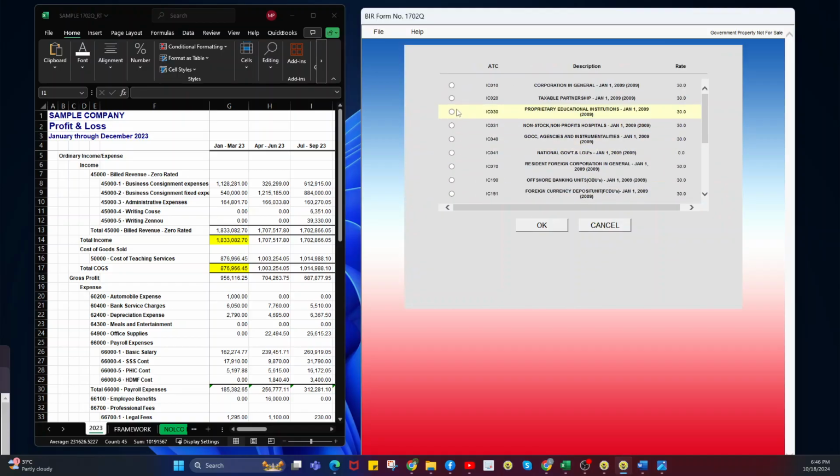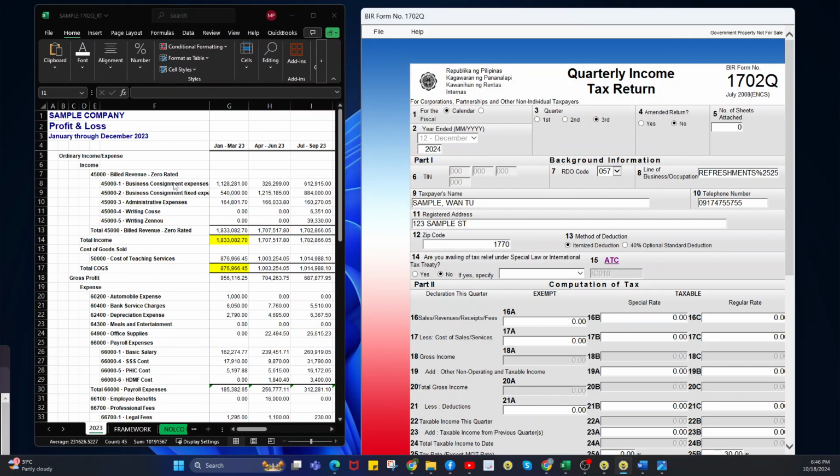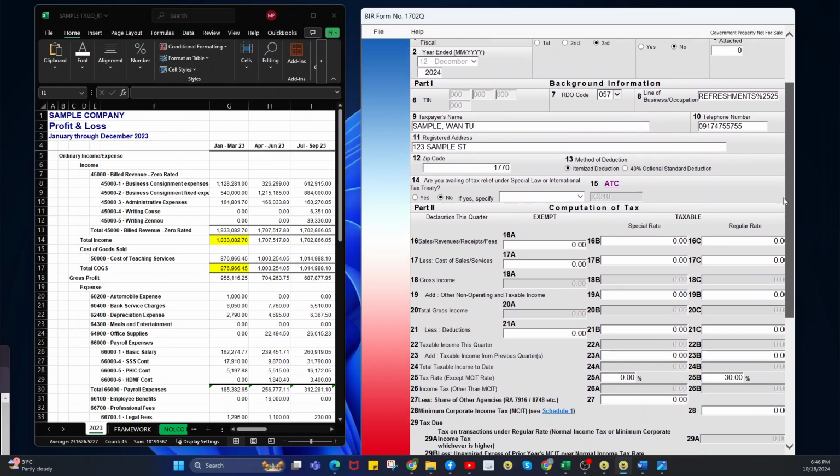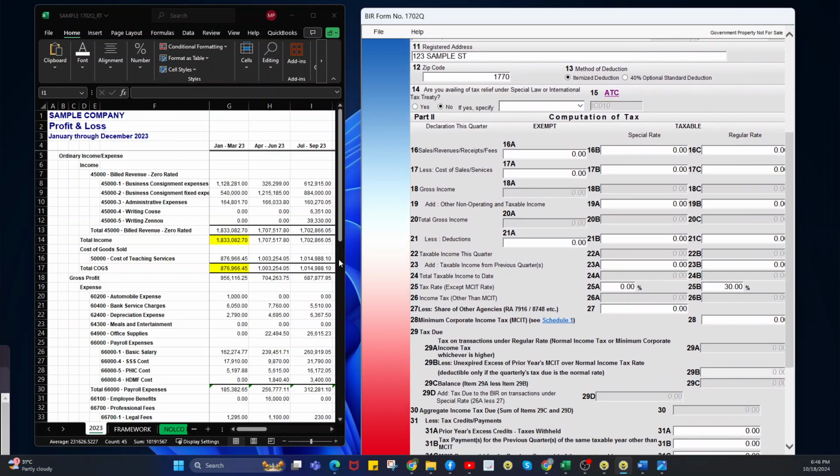Tapos, ATC, piliin mo yung IC010. The rest kasi, hindi naman siya yung corporation in general. Meron dyan, partnership, non-exempt corporation. So, ito kasi is stock corporation, yung ating example. Alright? Tapos, now, let's go now to fill out this one. Ito yung data mo. So, this is a sample company. Ang business nito is more on online education. Sabi ko, online education, pero hindi to school ha. Hindi to nagpo-provide ng diploma. Okay? So, let's do this.